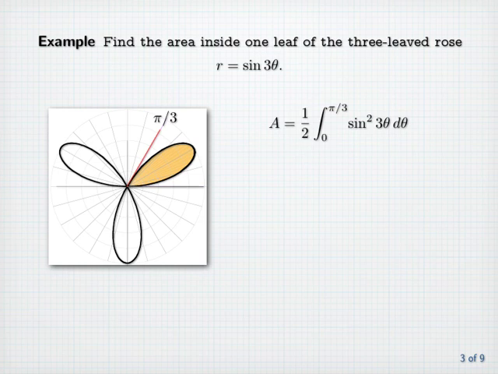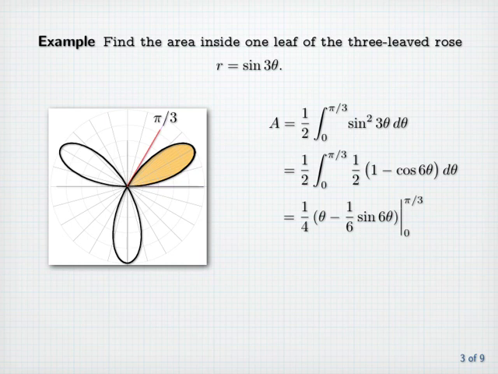Now let's rewrite sine squared 3 theta as 1/2 of 1 minus cosine 6 theta, and then anti-differentiate, obtaining 1/4 of theta minus 1/6 sine of 6 theta, which we evaluate between 0 and pi over 3. At pi over 3, sine of 6 theta equals sine of 2 pi, which is 0. So the value of the antiderivative at pi over 3 is 1/4 times pi over 3 minus 0. The value at 0 is 0, so we have pi over 12 as the area of the region.